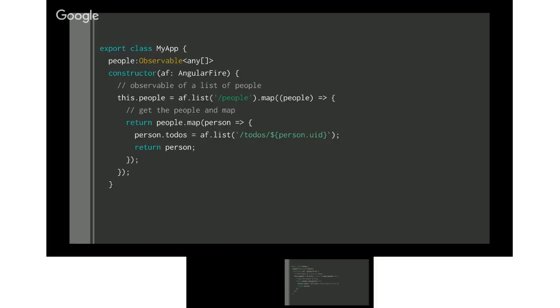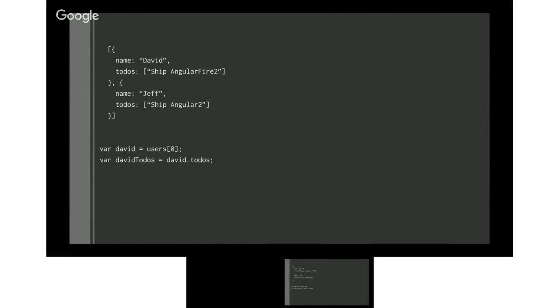Now that I've gotten this person, I can say person.todos is another observable, and that will go out and retrieve all of the to-dos. Then I just return the person because it's in the map, and that creates the JSON structure that I needed. It's all done through observables. This is all RxJS. It's pretty simple. And it returns to me that same object that I needed, and I can still store my data flattened how I want to in the Firebase database.